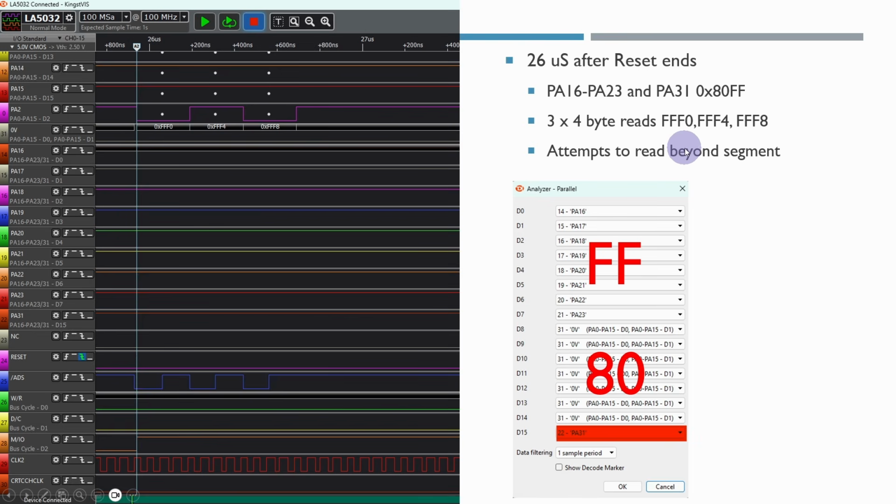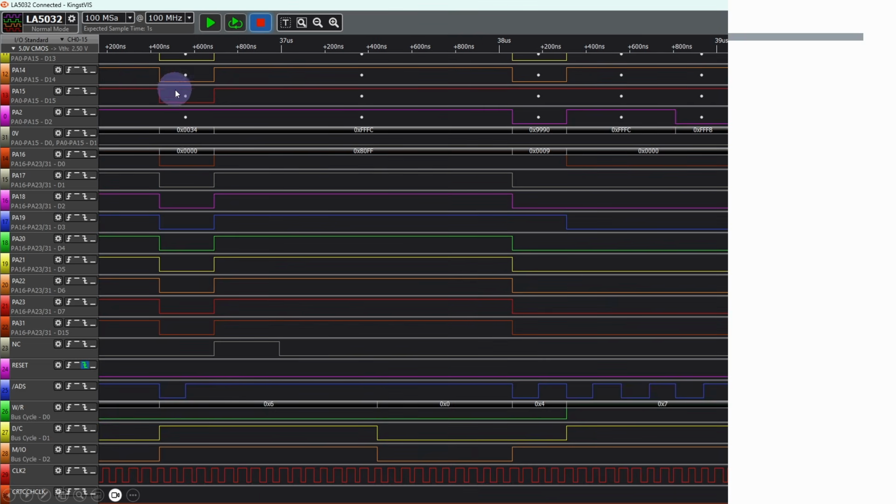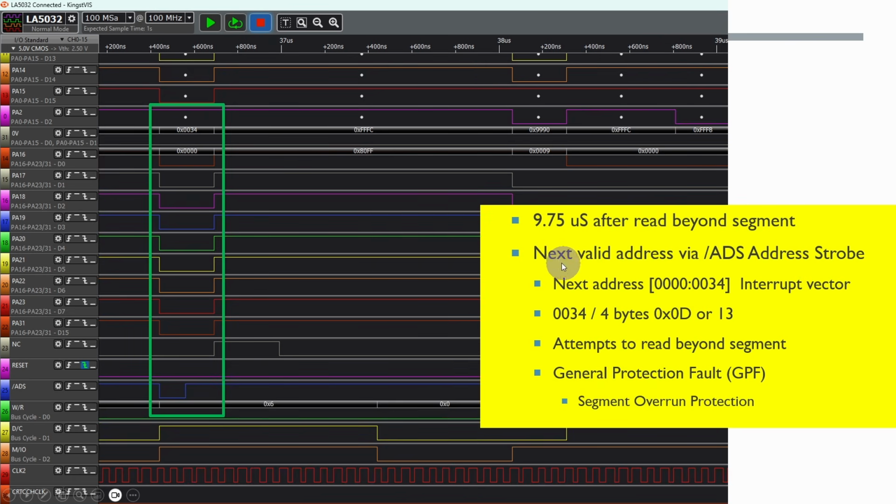And the actual problem we've got here is something called a general protection fault. So this is our 3.4 read. Now, this is in the interrupt vector table space. If we look into this, this is about another 9 to 10 microseconds after the read beyond the segment, and this is the next valid address that we can see here with the address strobe. It happens to be that 3.4 is an interrupt vector. Generally, interrupt vectors have 4 bytes, so to know what interrupt number this is, we need to divide the 3.4 hex by 4, and that happens to give us 0D or 13.